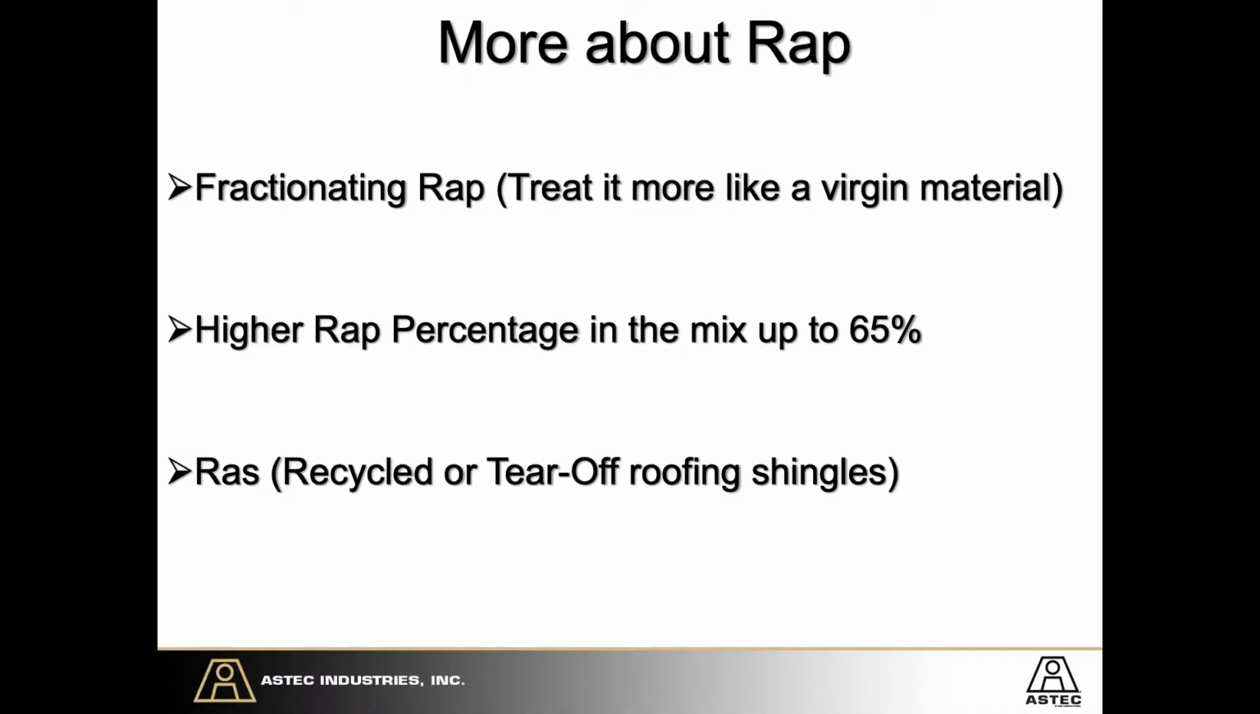More about wrap, one of the things that you see more and more of is people fractionating wrap. Basically, that means you're treating it like a virgin aggregate. You can crush it and fractionate it into distinct sizes, like 1/2 inch minus, 3/8 minus. At those different fractionations, you're going to see different AC content.